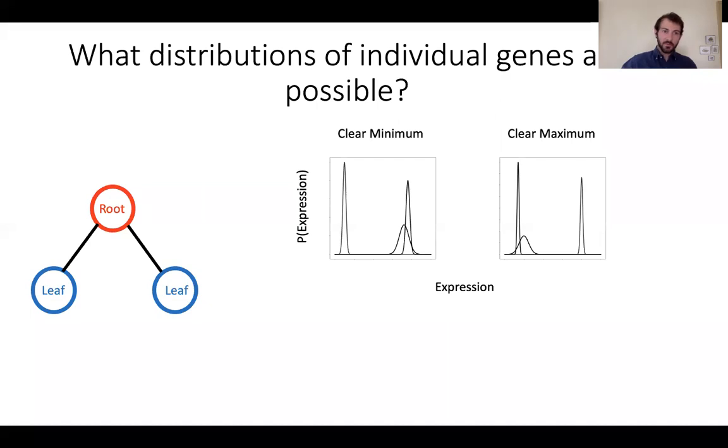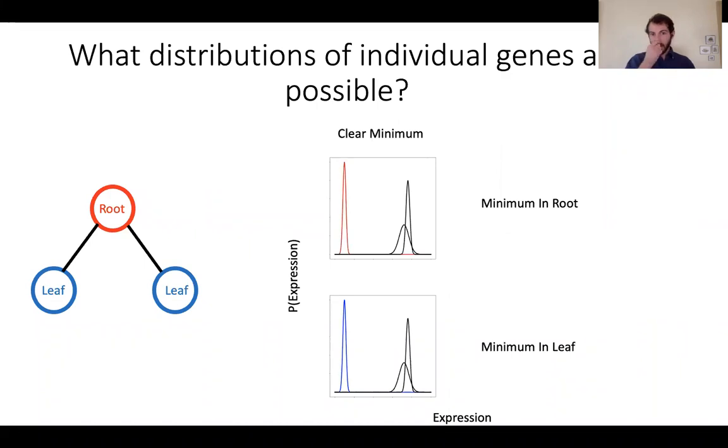Now, given one of these patterns, the important thing, as I said, is we want to identify the root. So we want to be able to see where in this space of distributions the root lives. And if I have the clear minimum pattern, I have two possibilities. Either this clear minimum is the root distribution, so the cell type that is the root has expression of this gene which is much less than the other two cell types. Or that clear minimum could be one of the leaves. These are the only two possibilities for identifying the root with the clear minimum pattern.